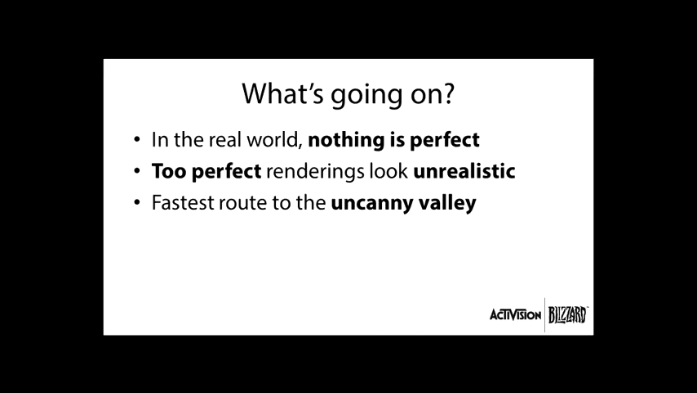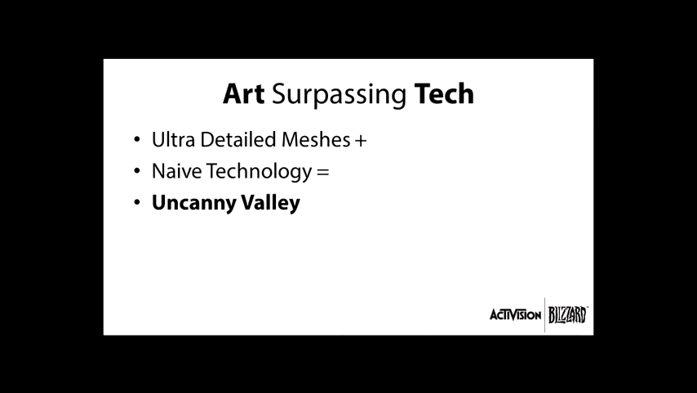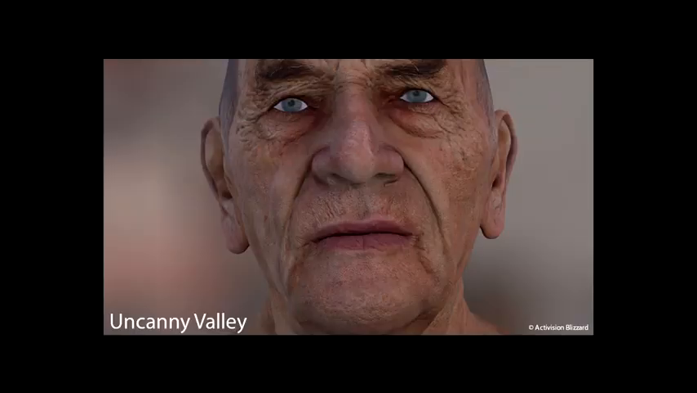So what's going on? For me, it is that in the real world, nothing is perfect. And too perfect renderings tend to look unrealistic. And that's possibly the fastest road to the uncanny valley. The level of detail of characters has been increased in the past few years in games. Now there are many games that include incredibly beautiful and detailed faces, but unfortunately, if we don't raise the technology to the same level, this is what you will get again.